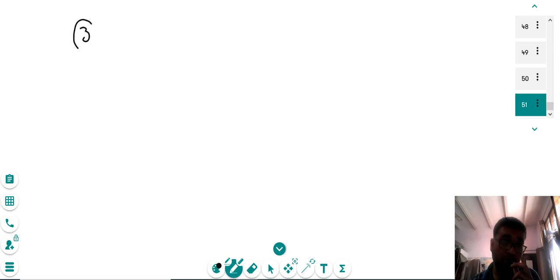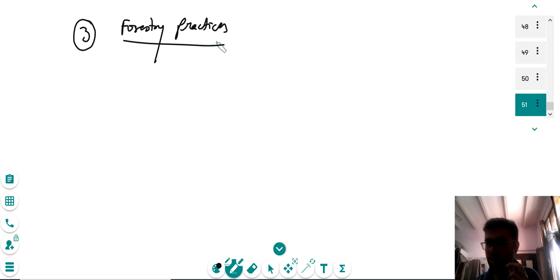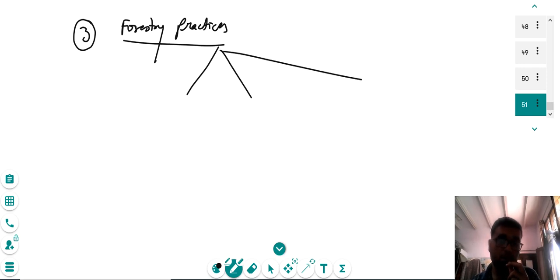The third method is forestry, different types of forestry practices. So in forestry practices, we can basically use three types of forestry practices. Number one is protection forestry.